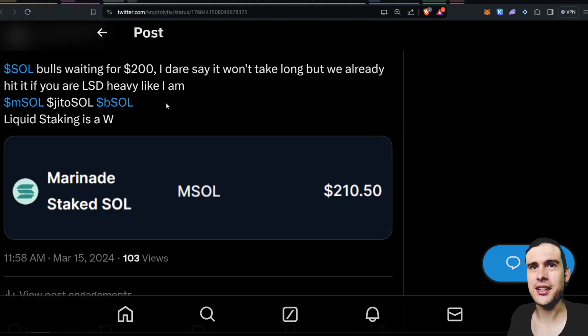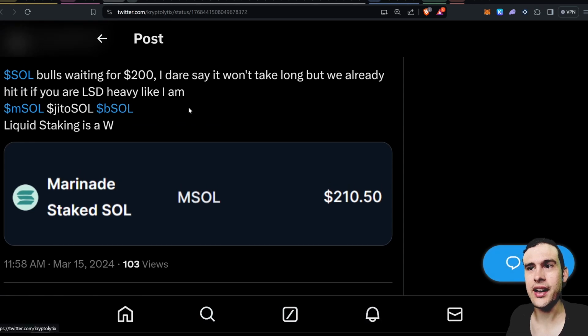And also, bulls are waiting for 200, but if you used liquid stake derivatives like Marinade Staked SOL, for example, and there's others like BSOL, JitoSOL, among others, mSOL is essentially already at $200. It's at 210. So there you go. That's why liquid staking is amazing. And actually that was the other day, so it's probably worth more now. Anyway, that was yesterday that I posted this, so it's probably worth a little more than that, but regardless, we're at 210 on liquid stake derivatives of Solana.